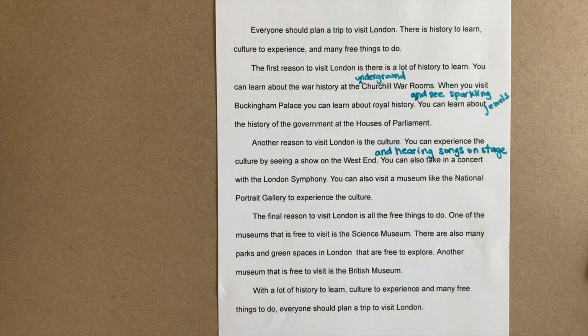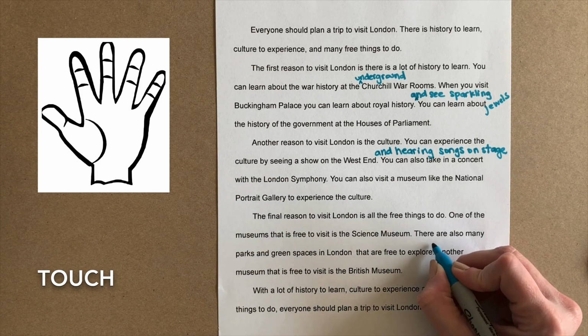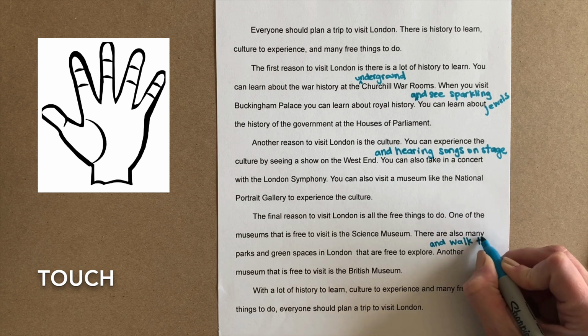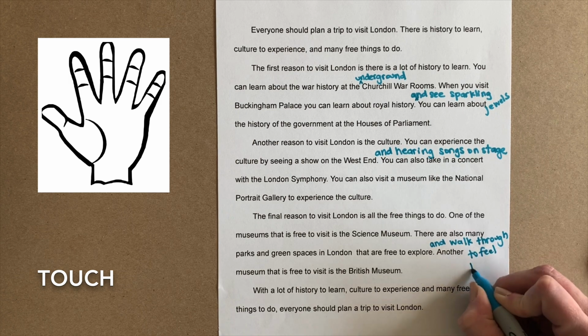Another one that you can talk about is you can add some descriptions to help the reader with what they can feel or what they can touch. So when I talked about all the parks and green spaces that are free to explore, we could also add something in about being able to walk on the grass with bare feet. So there are also many parks and green spaces in London that are free to explore and walk through to feel the grass.